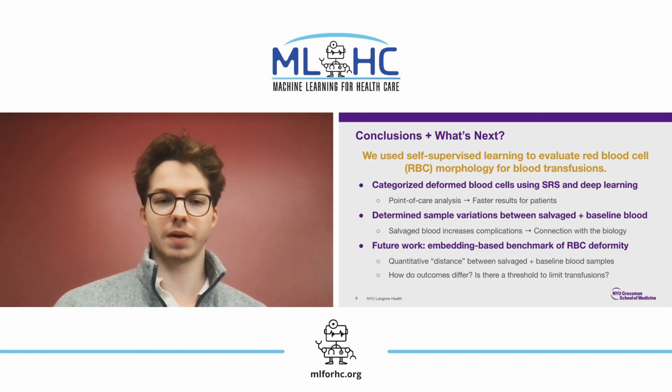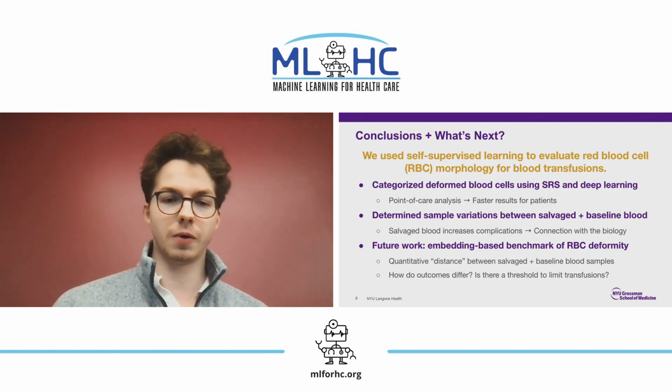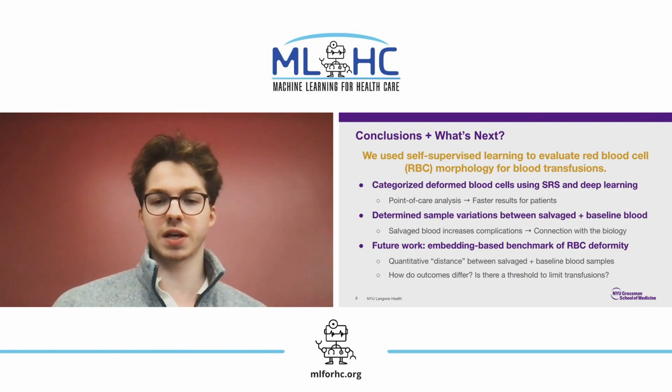In conclusion, we applied self-supervised learning to evaluate red blood cell morphology and its suitability for blood transfusion. We categorized deformed blood cells using a pipeline of stimulated Raman spectroscopy and deep learning that in total can analyze a blood sample in under 90 seconds. We determined there were variations between salvaged and unsalvaged blood. Salvaged blood, which increases complications after surgery, had many more deformed cells.